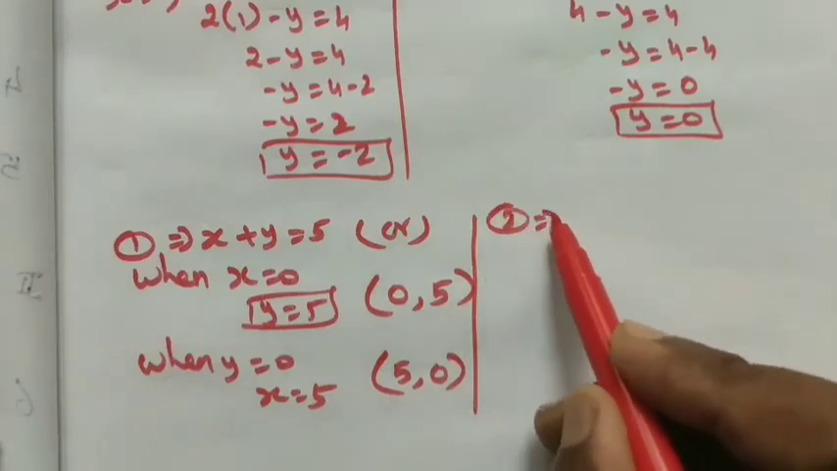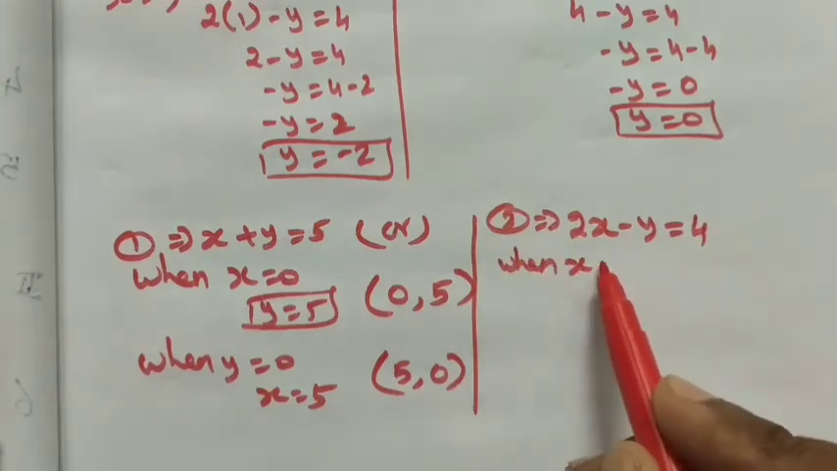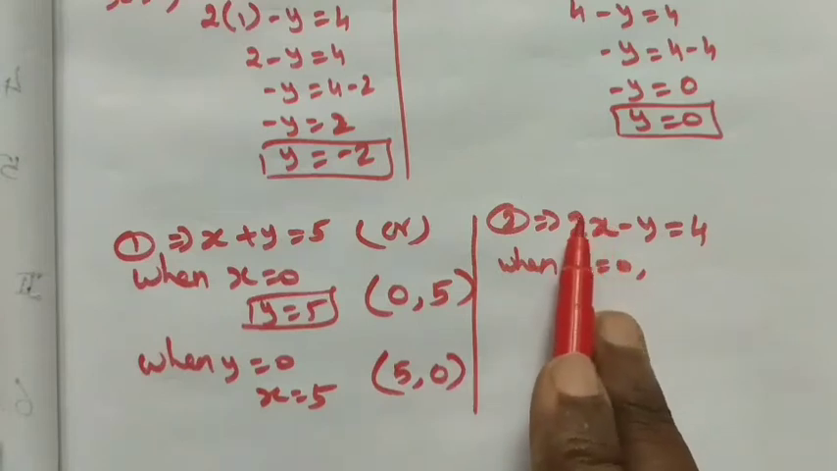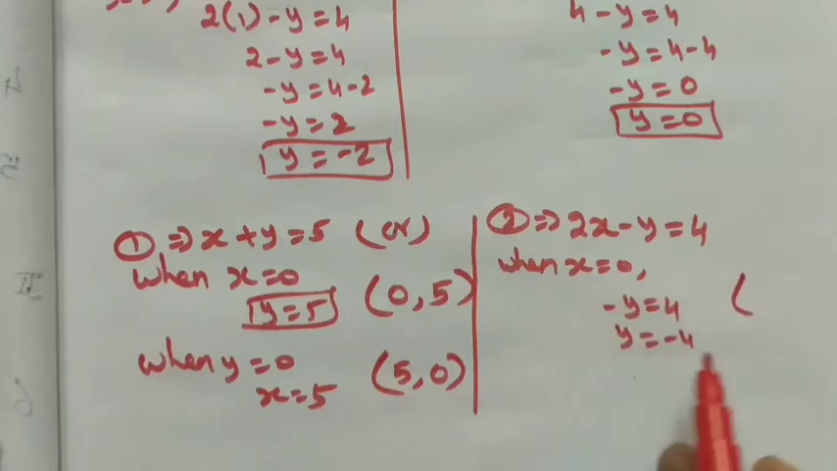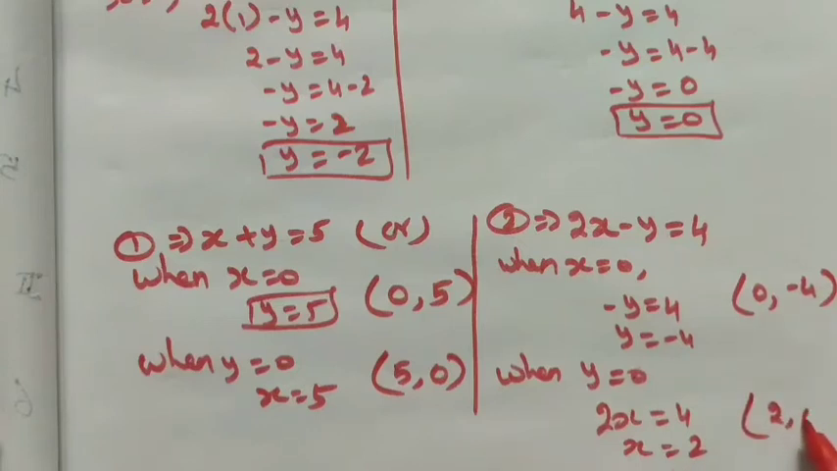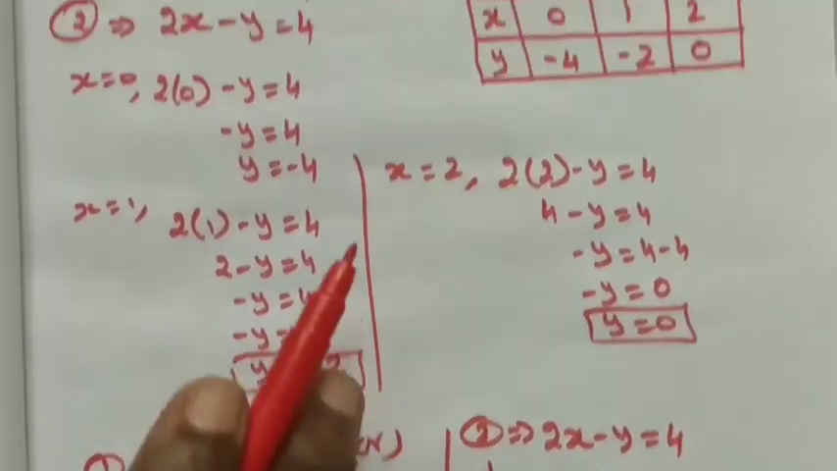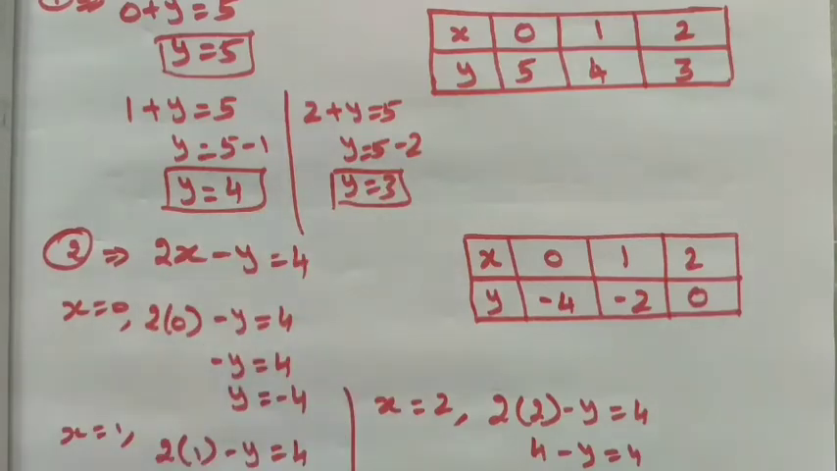And then the second equation is 2x minus y is equal to 4. When x is equal to 0, here the term becomes 0, so minus y is equal to 4, then y is equal to minus 4. Then the point is 0 comma minus 4. And then next, when y is equal to 0, we get 2x is equal to 4, then x is equal to 2. 4 divided by 2 is 2. Then the plotting point is 2 comma 0. Either we can use these points or the table form method to draw the graph.